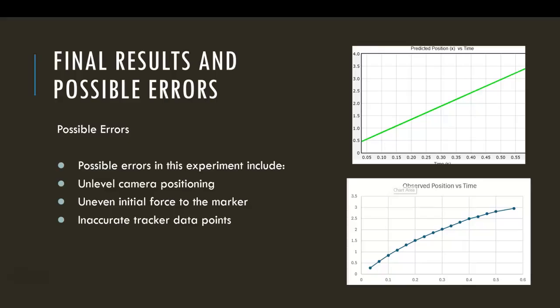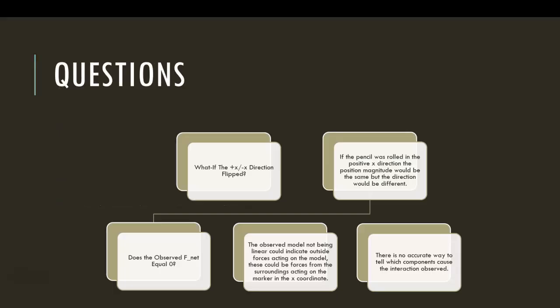Since the bottom graph curves, this implies that there were forces acting on the system while it was in motion. In the video, the object curved because of an uneven force on the object, and it slowed down rapidly, which I am assuming is due to air resistance or friction. This motion is emphasized in the graph as the slope of the position over time becomes smaller and smaller as the pencil covers less ground. So possible sources of error include unlevel camera positioning, a rough surface leading to more friction, uneven initial force on the pencil, and inaccurate Tracker data points.